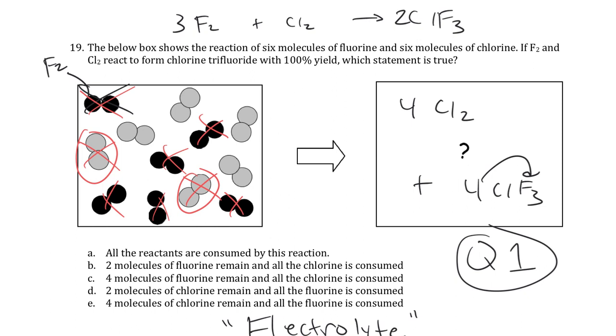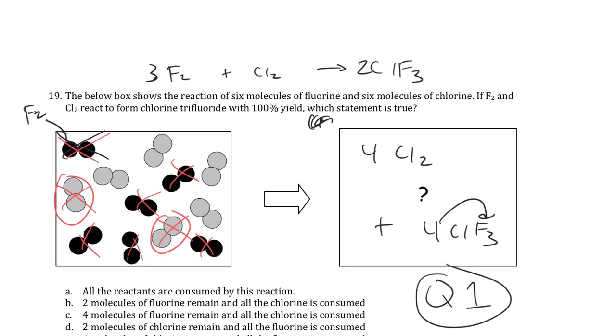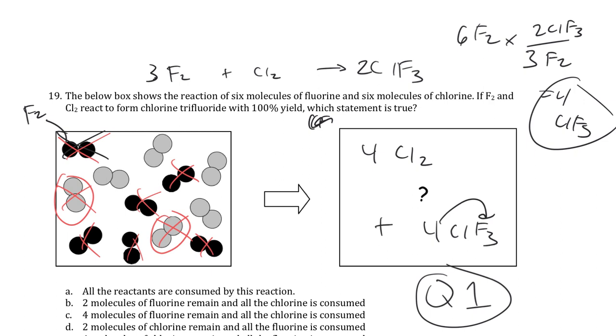So this diagram here, we can go through this also through dimensional analysis if we wanted to. We could say if we're losing all 3 down to 0, if we have 6 F2 react, well, for every 3 of them, we get 2 ClF3s. So that's how we get 4 ClF3s by using math, too. So if you're stuck on the picture, let's just go back to math. Okay, so it ends up being answer E.